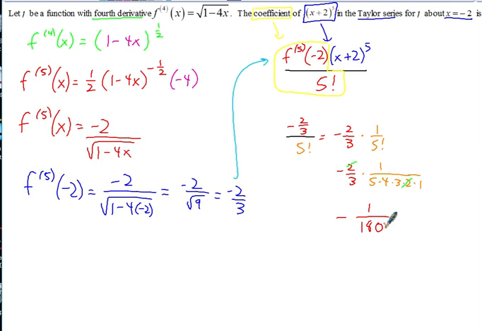Again, this would be the coefficient of (x plus 2) to the fifth, but we're only asked for the coefficient, so you don't have to write that part down. It's just the negative 1 over 90.